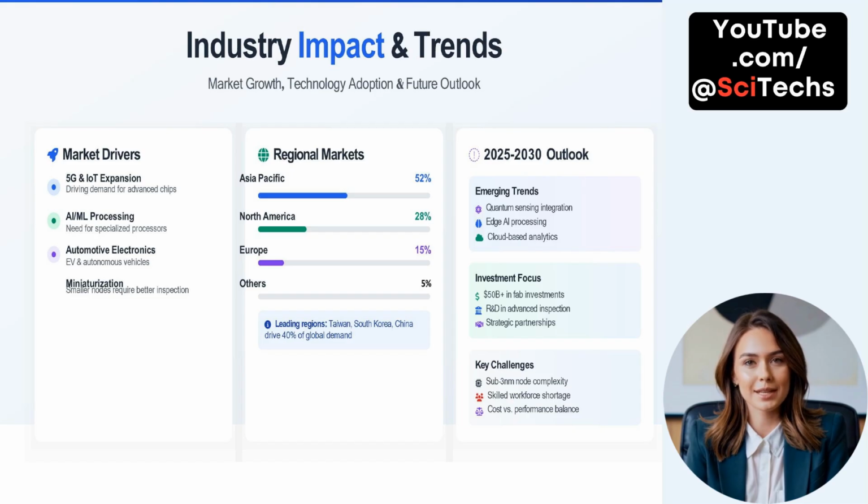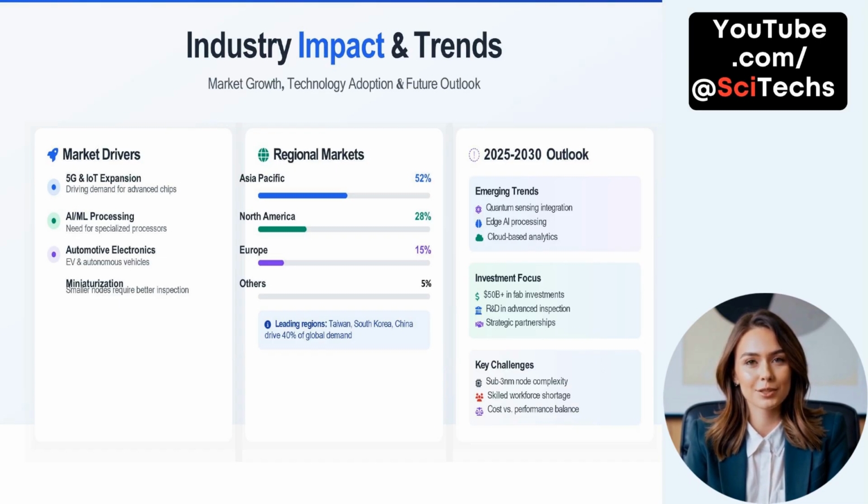Automotive electronics, especially in electric and autonomous vehicles, are pushing for higher reliability through advanced inspection. Miniaturization is another key driver. Smaller node sizes demand more precise detection of microscopic defects. Regionally, Asia-Pacific dominates with 52% of the market, followed by North America at 28% and Europe at 15%. Notably, Taiwan, South Korea, and China together account for 40% of global demand.